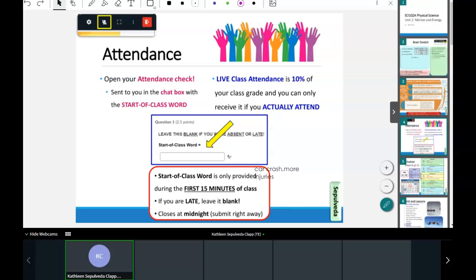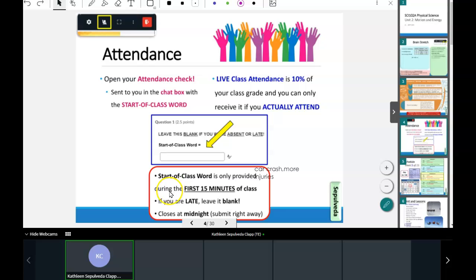There you go. So those are your attendance links and the start of class word. Make sure you get it into question number 1. Again, please do not submit your quiz, because if you submit it, unfortunately you've only gotten half credit if you're here the whole class period. It will automatically save your attendance, so please just put it in there and you can close it out. It is automatically saving.